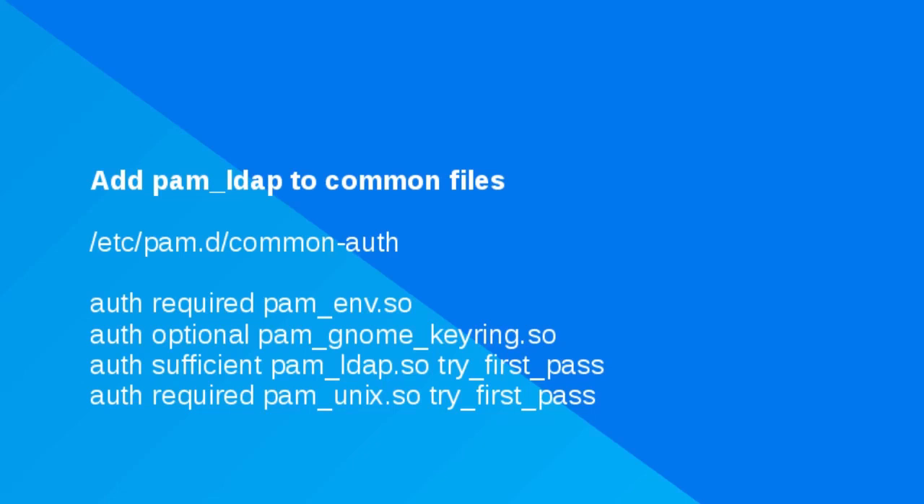The try_first_pass directive tells the module to try the password received earlier in the module stack, if applicable. The only prompt for a password is if using that password isn't successful. Note, the PAM Unix module is required. This will ensure that either PAM LDAP or PAM Unix is successful for authentication to occur.